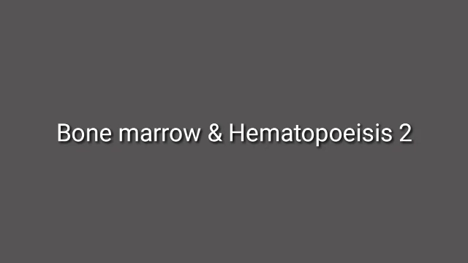This cell number one is proerythroblast. Cell number two is early basophilic normoblast. Why do we call it normoblast and basophilic? Because it has blue cytoplasm. Hemoglobin is not yet significantly made. Very little hemoglobin is made, so its cytoplasm is still blue.